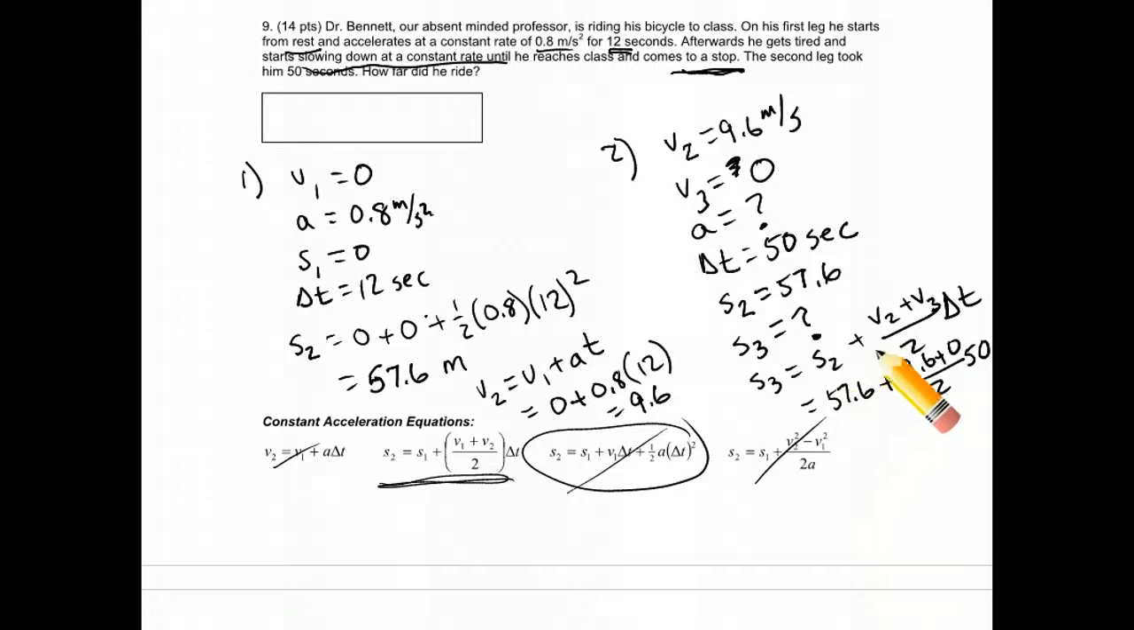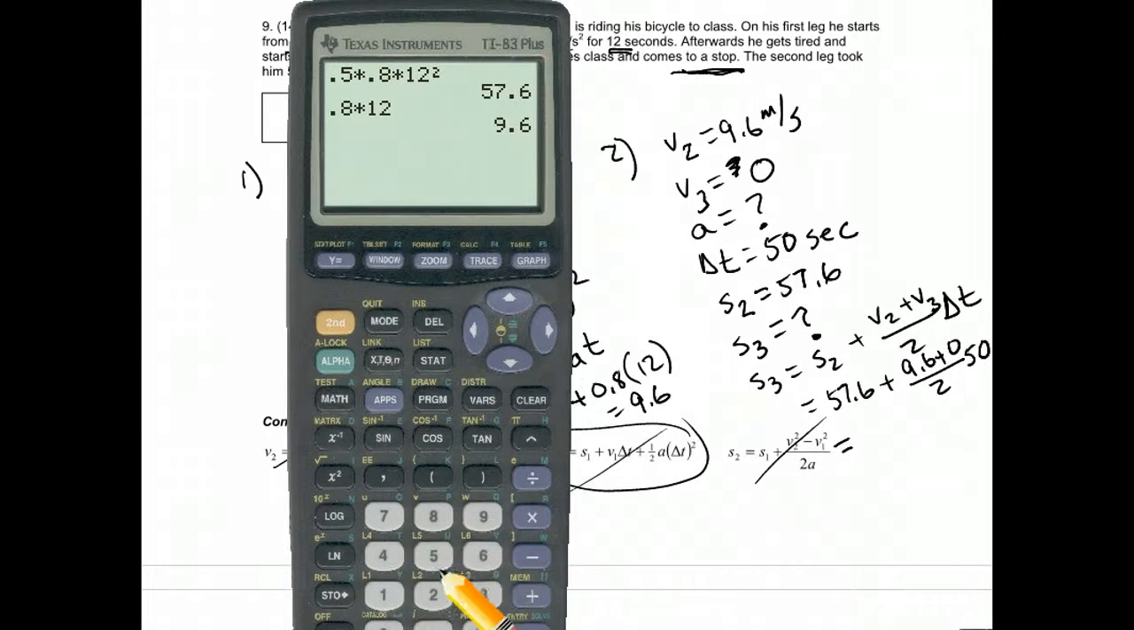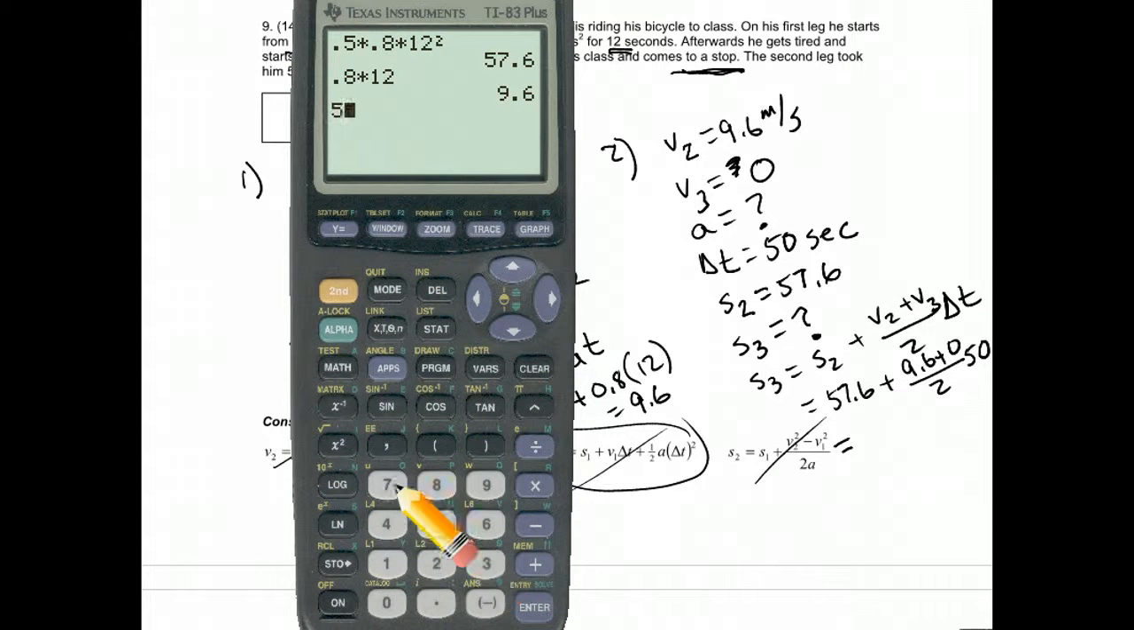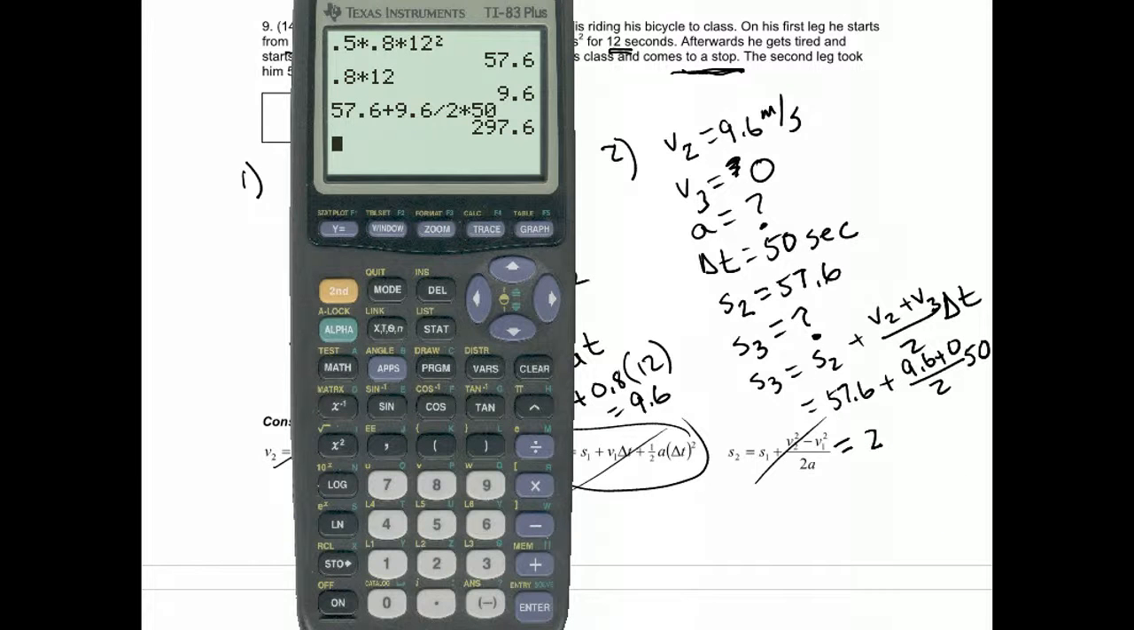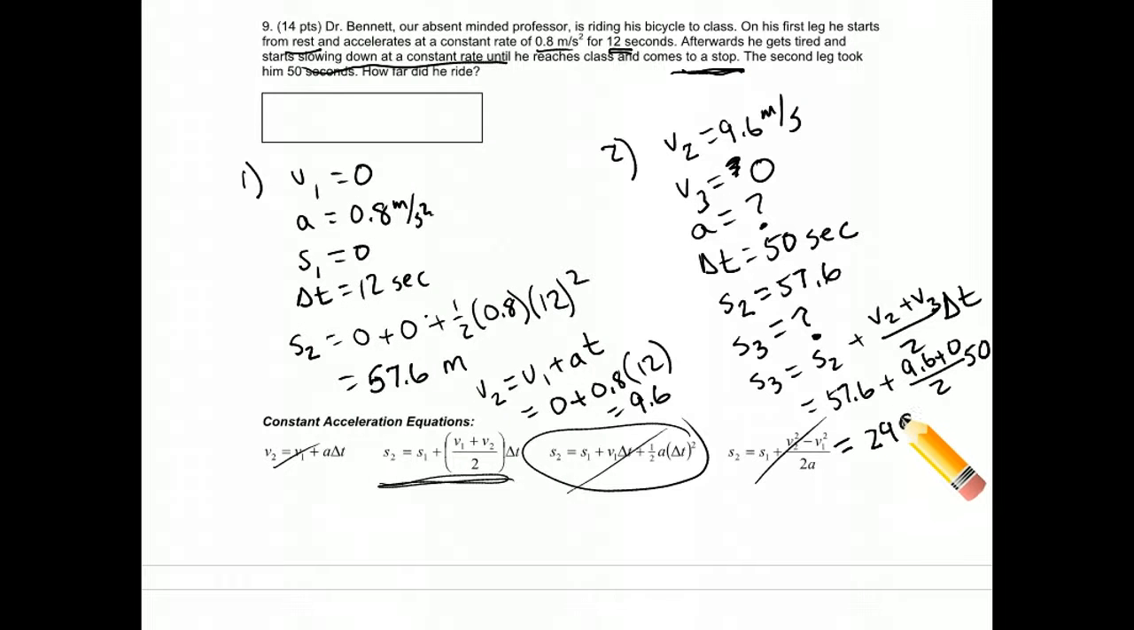Okay. Again, pull the calculator out. 57.6 plus 9.6 divided by 2 times 50. Be careful with your parentheses. In this case, I don't need them, but it doesn't hurt to put them in. What was that answer? It went away. 297.6 or 298 if I go to 3 places there. And that's units of meters. Alright, so I'll write it up in the box here, 298 meters.